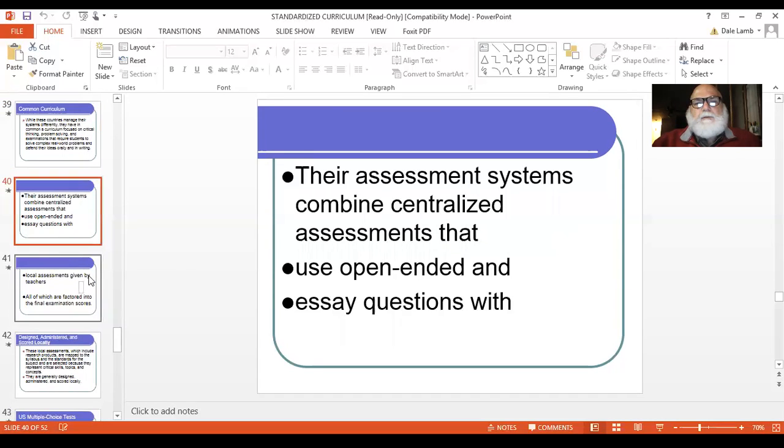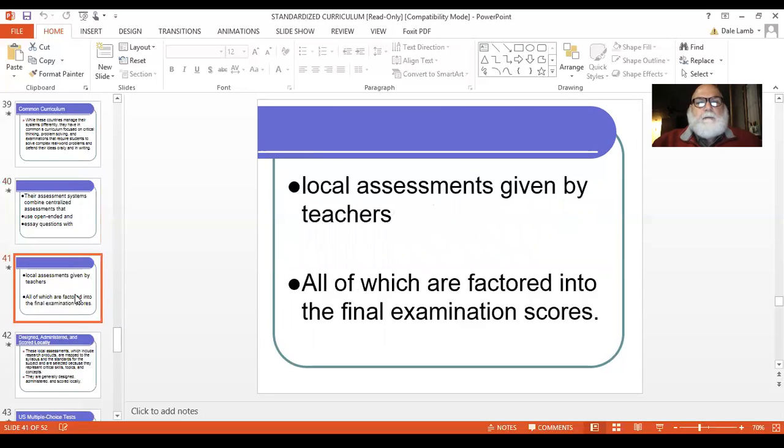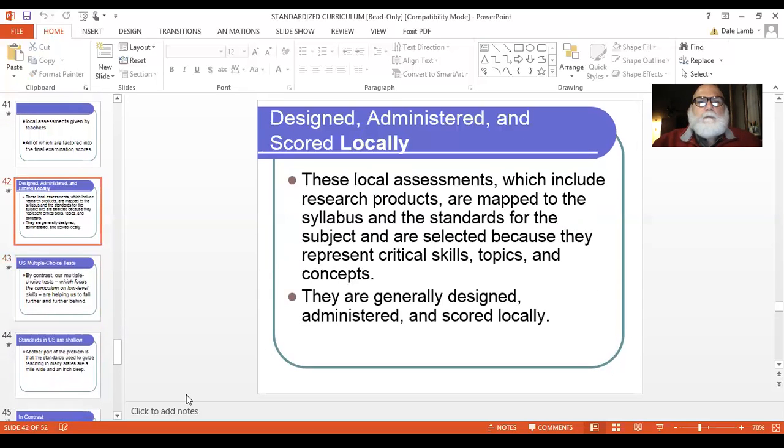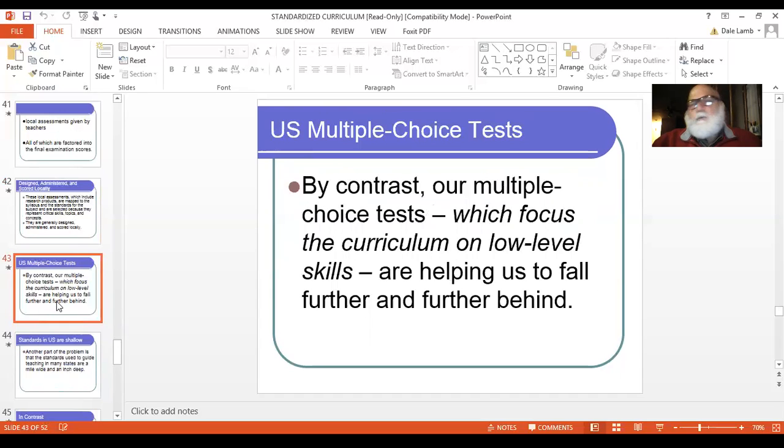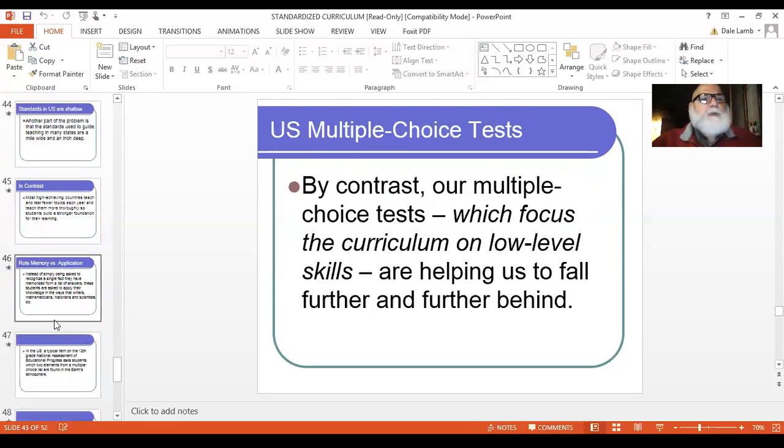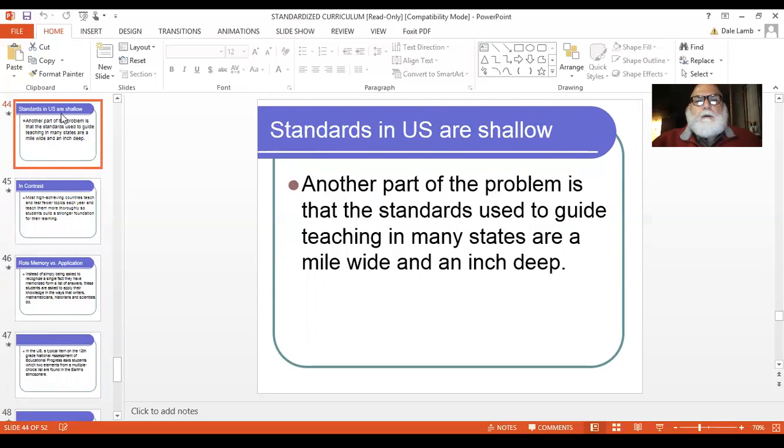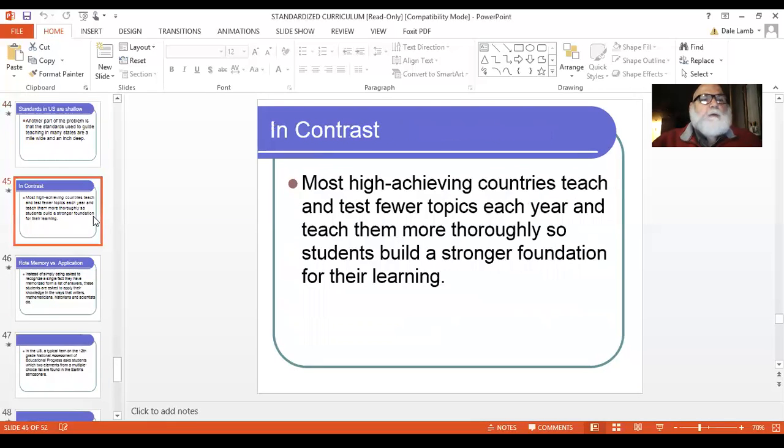Good assessment systems combine centralized assessment that uses open-ended and essay questions. Critical skills. Multiple choice tests like state tests focus on low-level skills or just rote and recall kind of things. All right, so our standards are shallow. A mile wide and an inch deep. In contrast, high achieving countries teach fewer test topics each year, but teach them more thoroughly.